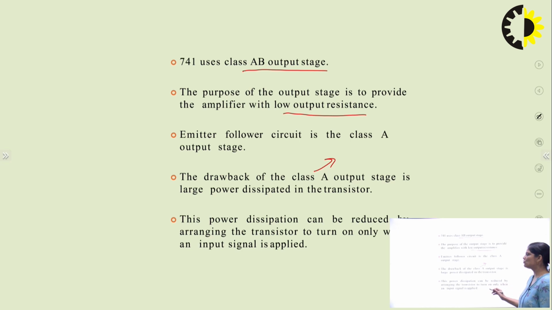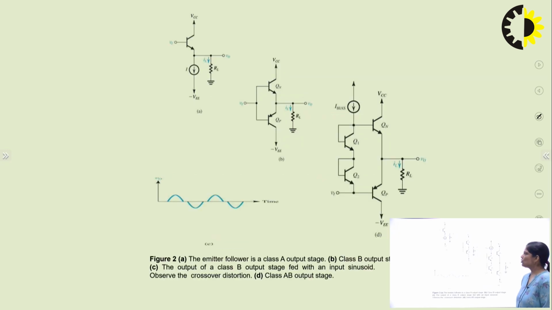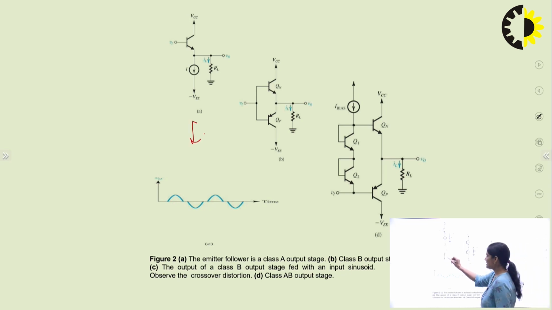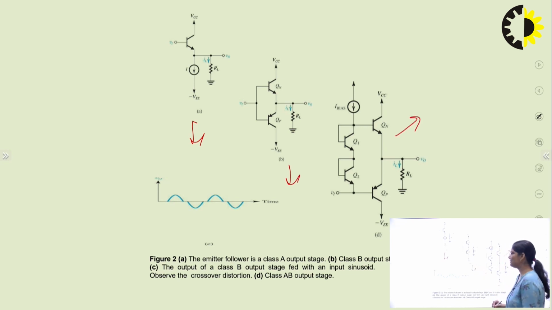Now the power dissipation can be reduced by arranging the transistor to turn on only when an input signal is applied. So these are your class A, class B, class AB amplifiers. There are 4 types of class amplifiers: class A, class B, class C and class AB. This is your class A amplifier, this is the class B amplifier, and this is the class AB amplifier. The emitter follower is a class A output stage, this is a class B output stage, and this is the output of the class B output stage fed with an input sinusoid. Observe that crossover distortion is there. So this is the drawback, so we are using a class AB amplifier at the output stage of this 741 IC operational amplifier.